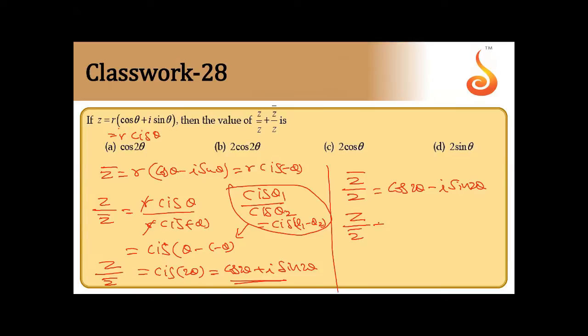Z by z bar plus z bar by z, both we can add. The sin term is cancelled, this term cancels. So 2 cos 2 theta comes. Option B is the right answer.